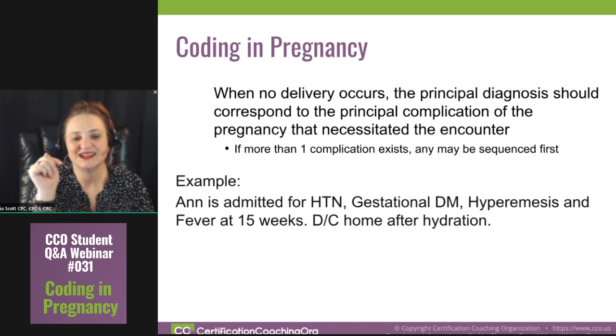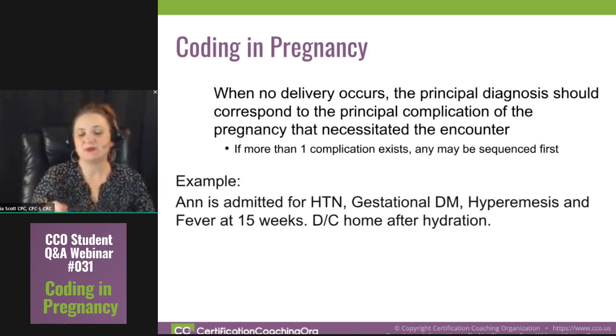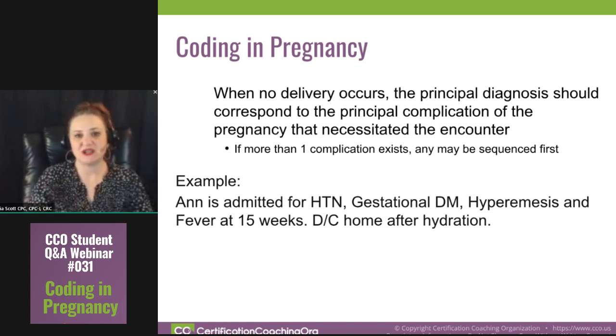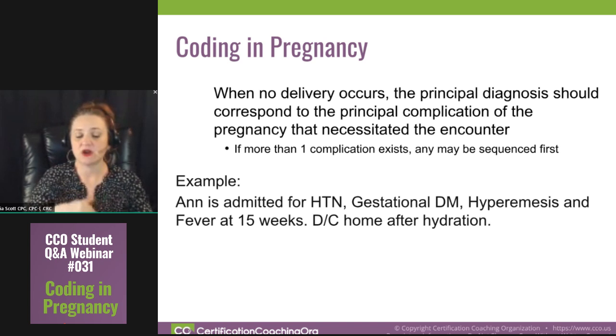The principal complication of the pregnancy that necessitated the encounter: why was she admitted? Well, she was admitted for a combination of all of those, right? You'll query the provider, why was she admitted? If he says, well, the gestational diabetes, then you list that first. But if it's all of them, then it doesn't matter. Any of those could be sequenced first, okay?